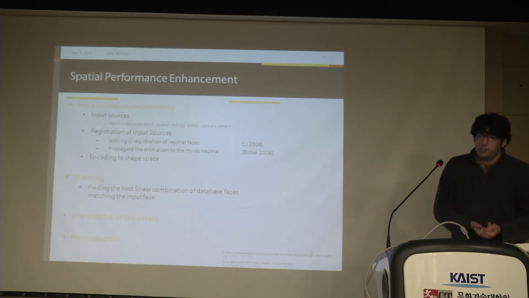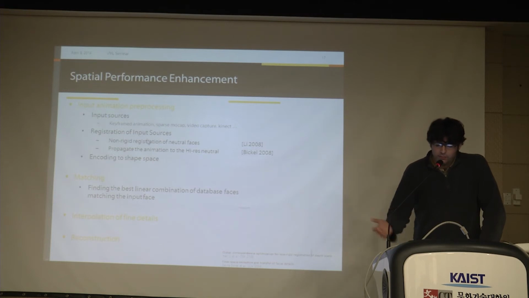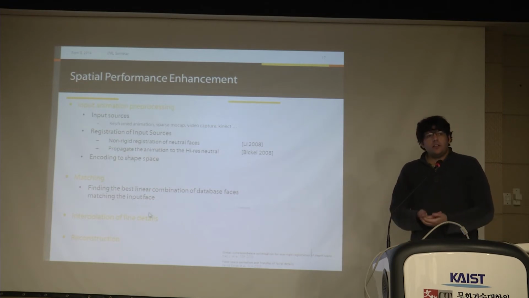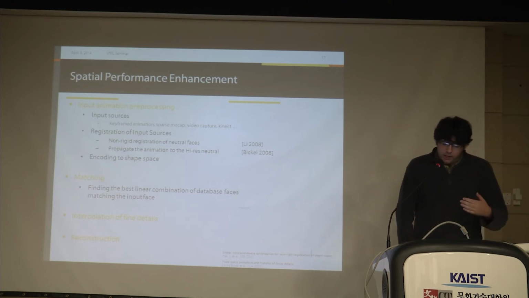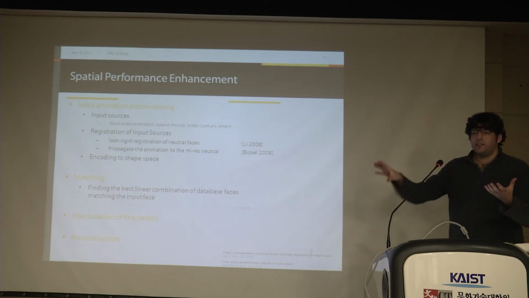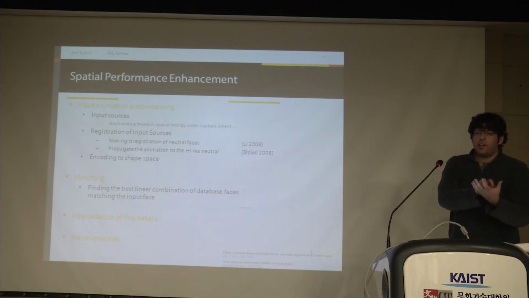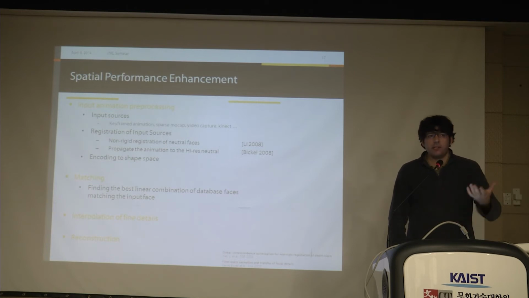Now that we have the shape space encoded, we have an input animation, right? As I mentioned, it could come from several sources, for example, keyframe animation. The first step is to register the animation with the database. They don't need to match perfectly. Basically, you have the input animation and the database, so you transfer the neutral face of the database to the input animation, and then you reproduce the input animation in the high resolution model. After that, you can find the matching within the shape space, and then you can find the interpolation of the fine details, and finally you can reconstruct the face.